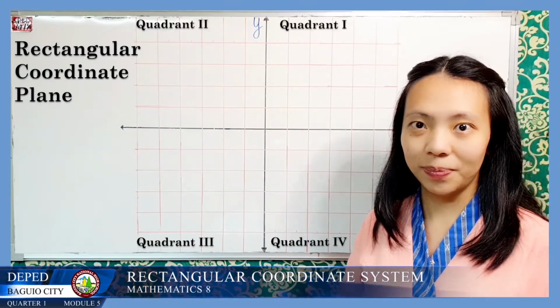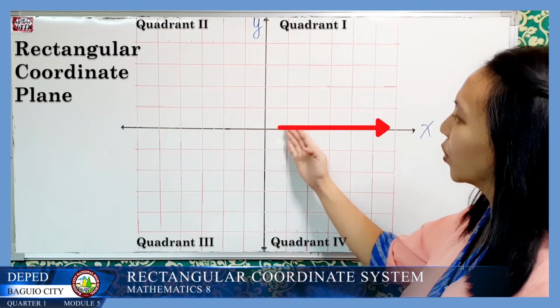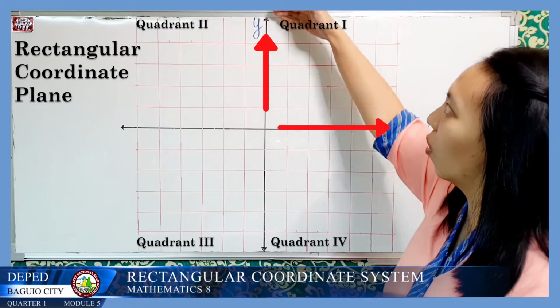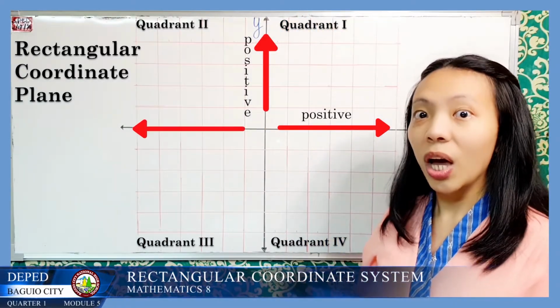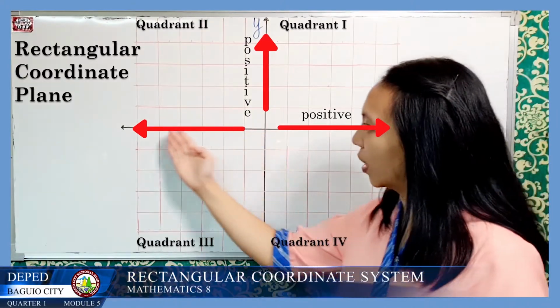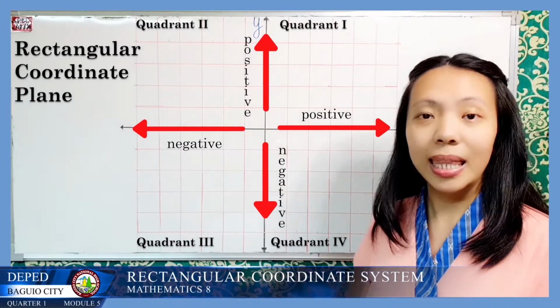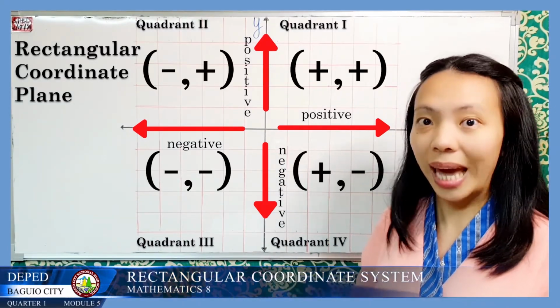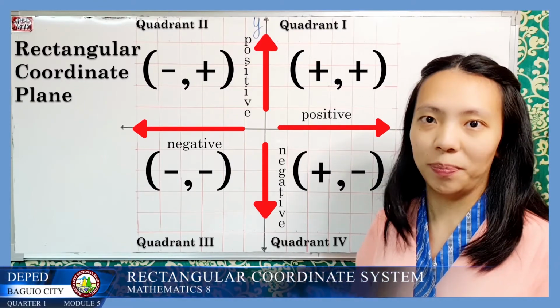Up next, take note that all numbers going to the right and going up the origin are positive, whereas numbers to the left of the origin and going down the origin are negative. The numbers we see along the x and y axis are in Hindu-Arabic form.